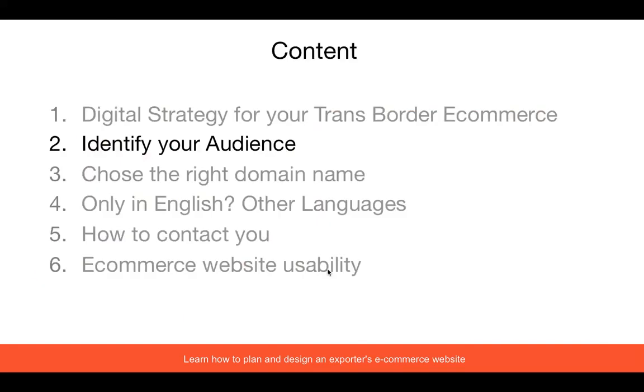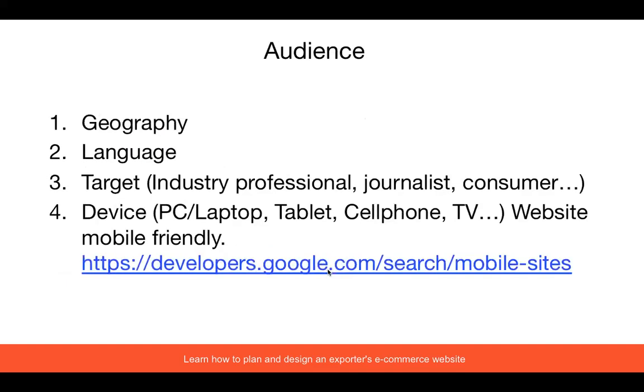So you must identify your audience before starting. Hey, let's go online. Yeah, but wait. Who is my customer? First, you should define your customer by geography. Are they Belgians? Are they French? Are they Canadians? Next, by language. Are they French-speaking Belgians? Are they English-speaking Canadians? Think about Switzerland for languages. And who is your target? Because, okay, we are talking about French-speaking Belgians, but who are they? Are they industry professionals? Are they journalists? Or are they the final consumer?